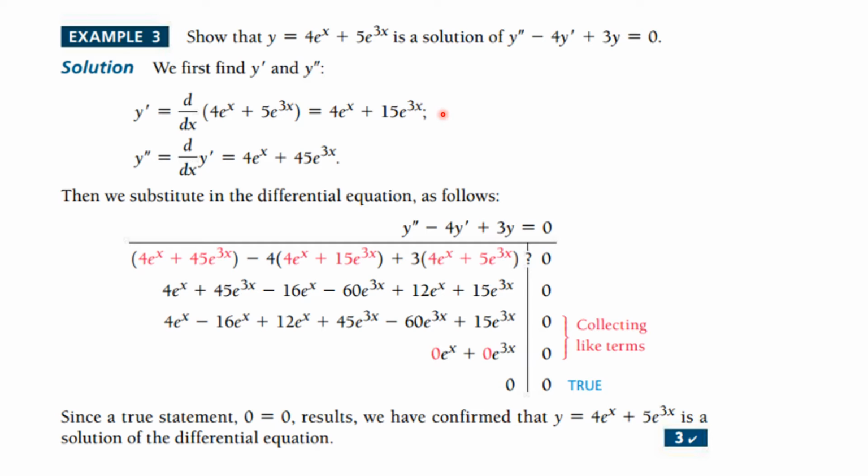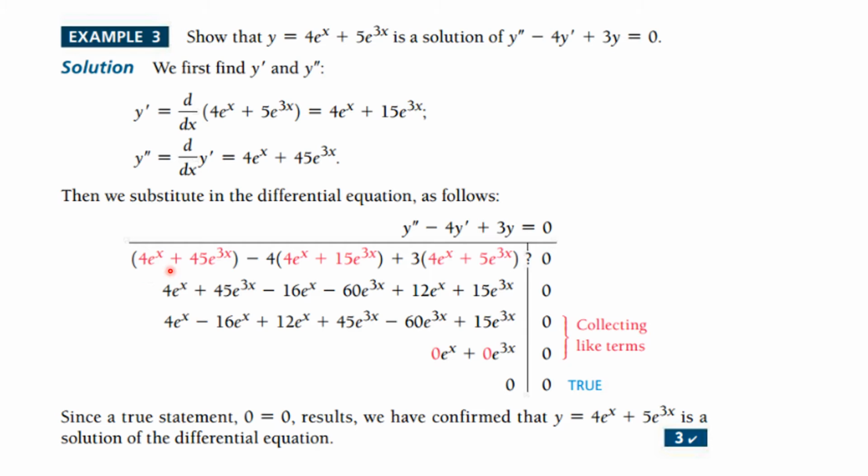But then we take the derivative again. So we're taking the derivative of this one. Again, we're going to get 4e to the x plus, but now the 15 just sits there, but the derivative of e to the 3x is e to the 3x times 3. 3 times 15 is 45, and this is what we get. So now we're going to take y double prime and y prime, and we'll substitute them into this equation and see if we get 0.